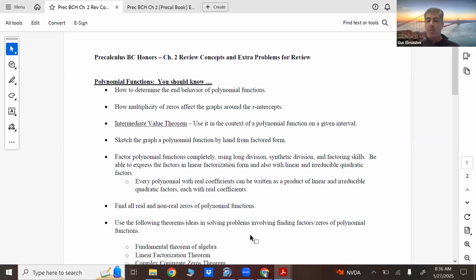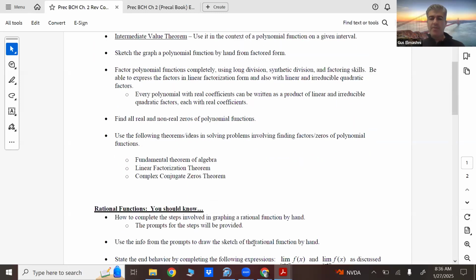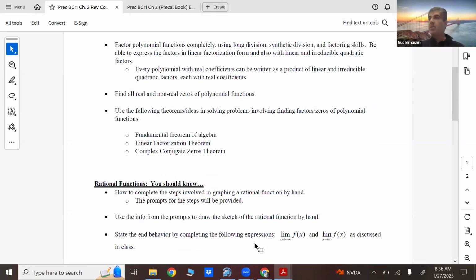Know what it means to have linear and irreducible quadratic factors. And make sure you're familiar with this: if you have real coefficients, you have to have the complex conjugate as well. And irreducible quadratic factors are those that produce non-real, imaginary zeros, so you leave them the way they are. Finding all the zeros, the p over q thing, the possible rational zeros, all those things there. If I give you a zero, know how to break it down. So fundamental theorem of algebra, linear factorization, complex conjugate zeros, all those things there.